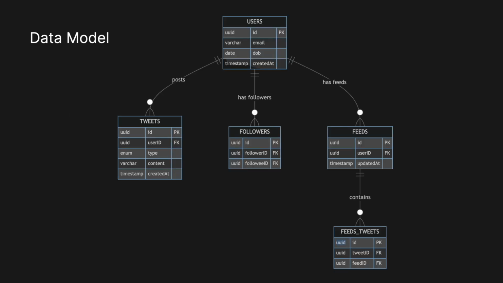Okay, so here we've got a really simple data model. We've got our users table here, which has an ID, which is a UID for the primary key. And we've also got other user related information. So we've got email, date of birth, created at, and obviously we could store a whole host of other information, but just for simplicity's sake, this is what we're going to model here.